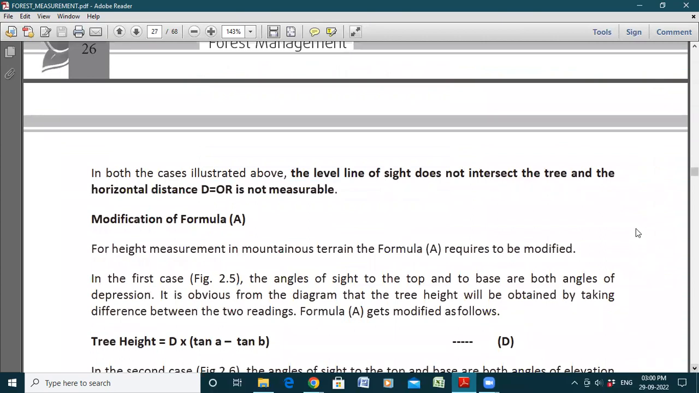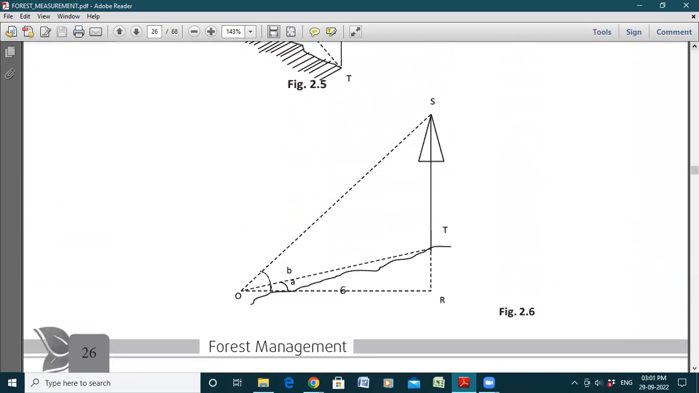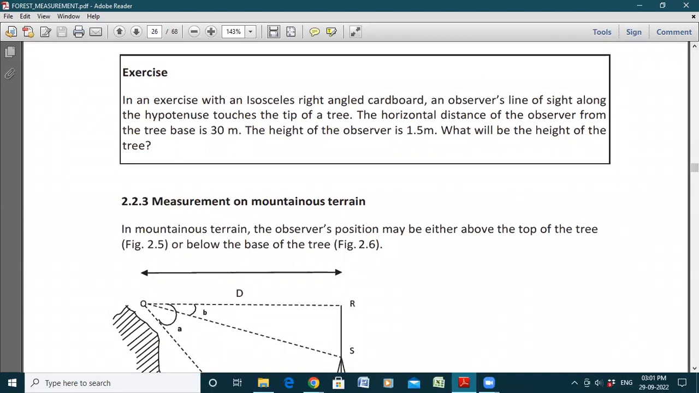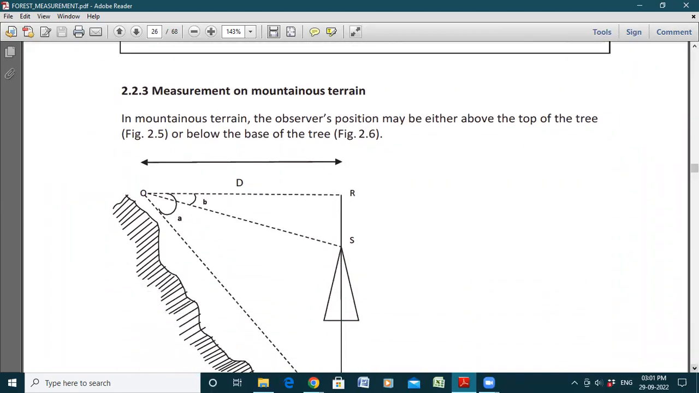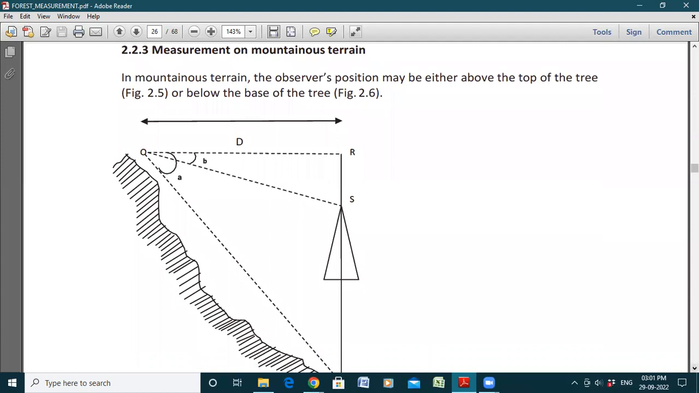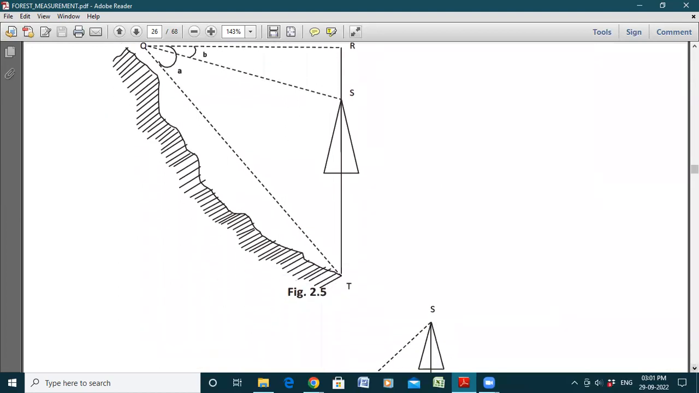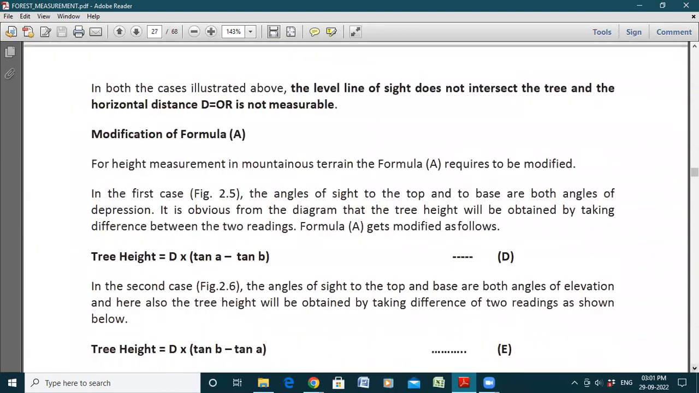In both the cases, the level line of sight does not intersect the tree, and the horizontal distance D is equal to OR is not measurable. So the horizontal distance D that we talked about is not possible in the case of measurement on mountain terrain, because the observer's position will be either above the tree or below it. So it's very hard to calculate it, right?